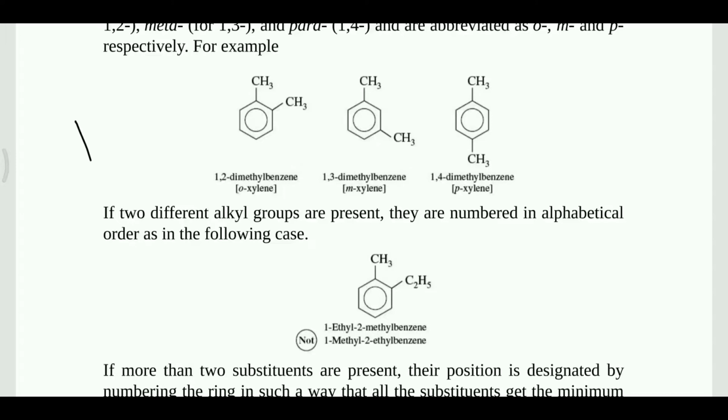Why? Because we know that in alphabetical order, E comes first and M comes last, as compared between ethyl and methyl. So according to alphabetical order, we have to give the mention. Ethyl group comes first in alphabetical order, so we give it the first number. Then methyl comes, so we add 2-methyl benzene, right?